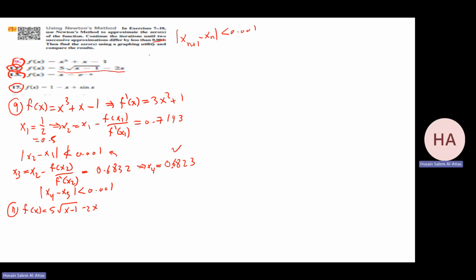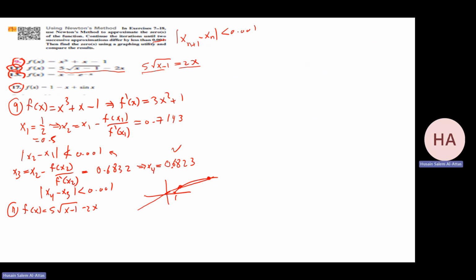To find the zeros, I need to find the intersection of these two. Or sometimes how to choose the starting point. I need to find the intersection between these two functions, one is y equals square root of x minus 1, and the other one is y equals x. So actually I have two points of intersection. This is 1. And for sure they are more than 1.